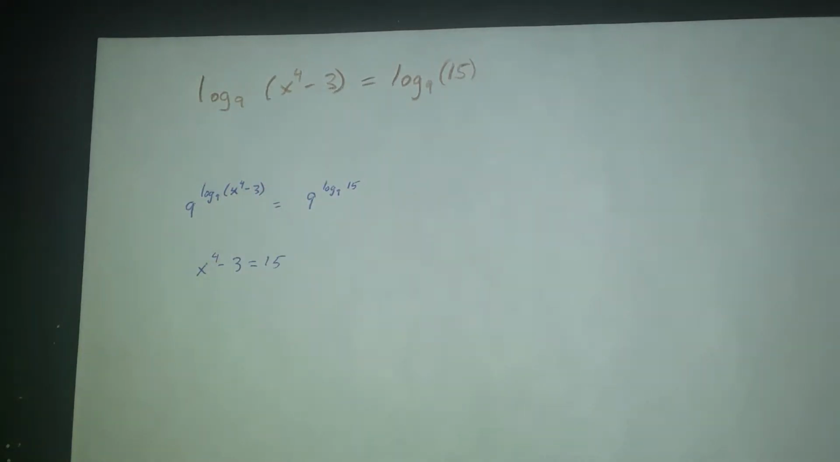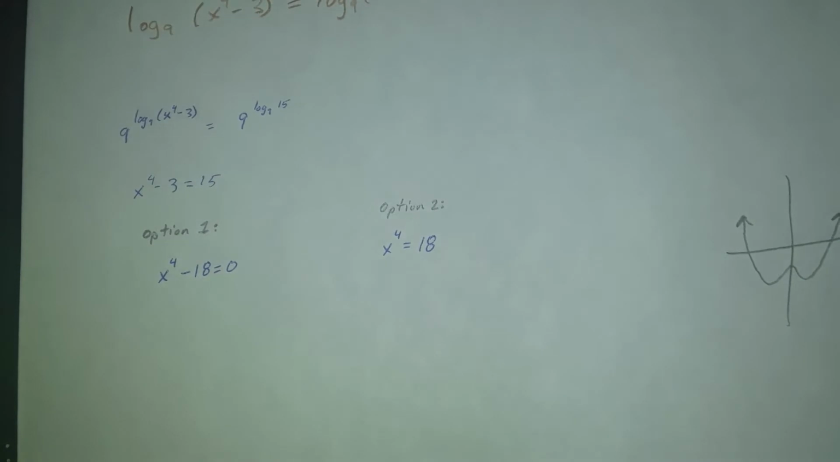And at this point we have a couple options in how we want to solve this. The first thing to do might be to bring the 15 over to this side. The other option would be to take the 3 over to this side. Alright, so this is a look at our two options.